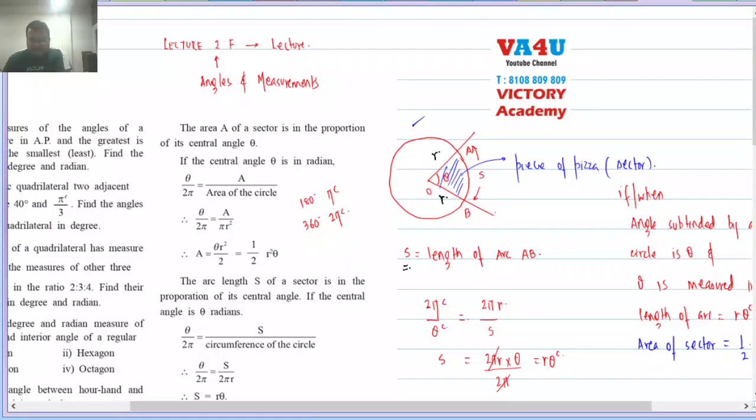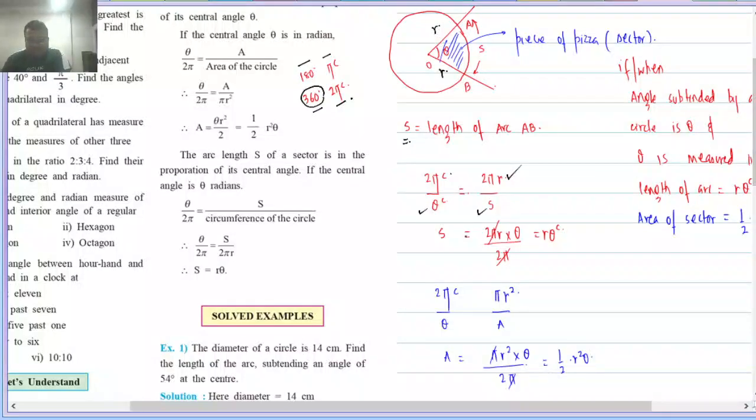When the angle subtended by the circle is 360 degrees, and we know that 360 degrees is 2 pi radians. Why? Because 180 degrees is pi radians, so 360 degrees is 2 pi radians. When the angle subtended by the circle at the center is 2 pi, then the length of arc, that is the circumference of the circle, is 2 pi r. When the angle subtended by the arc is theta, the length of arc is s. So we take the ratio, therefore s is equal to 2 pi r into theta upon 2 pi, which is r theta.